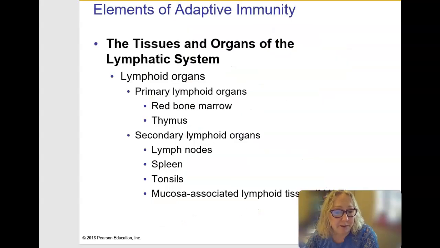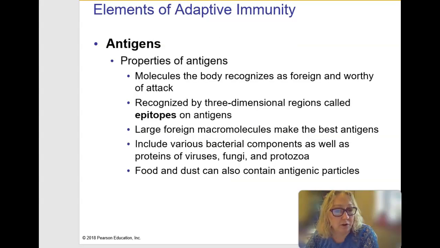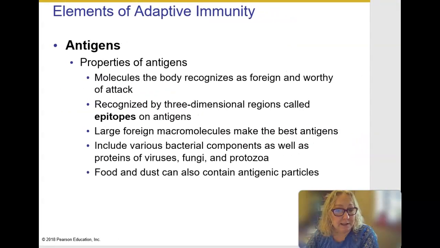You have lymphatic organs, lymph nodes, spleens, tonsils, your thymus, all that good stuff, all in the lymphatic system. Let's talk about the real star of the show, and that is antigens. Antigens are the way that your body recognizes a foreign substance and gets ready to attack, right? This is like your killer T cells saying, attack, right? What are these antigens? Basically recognized by a three-dimensional region called an epitope on an antigen. It's just like a very specific antigen and receptor situation.